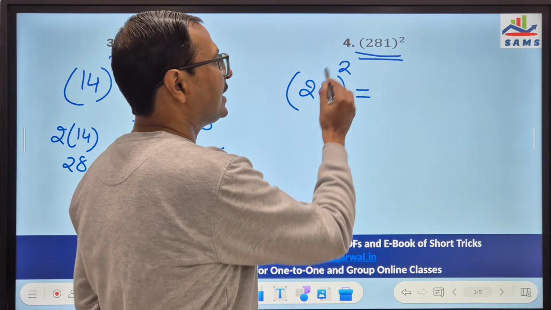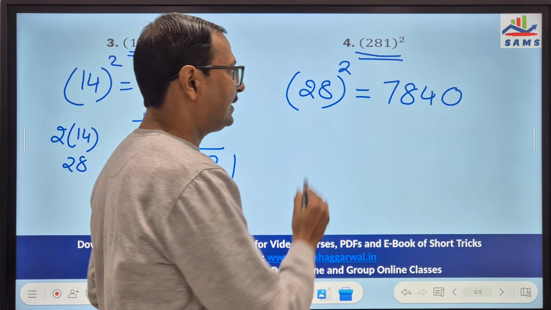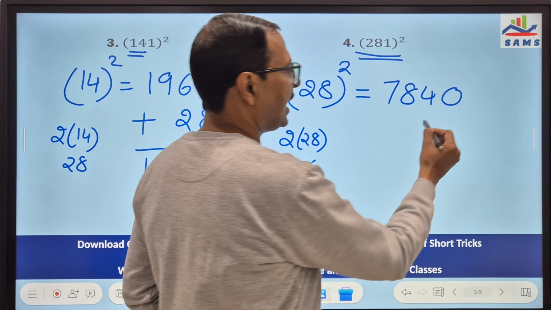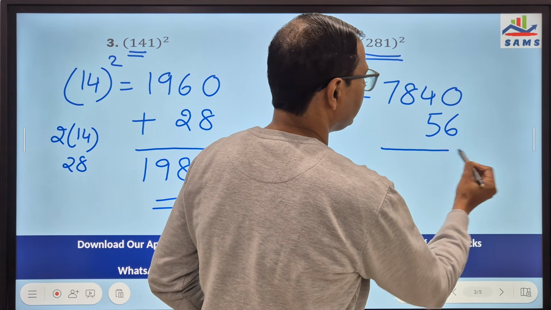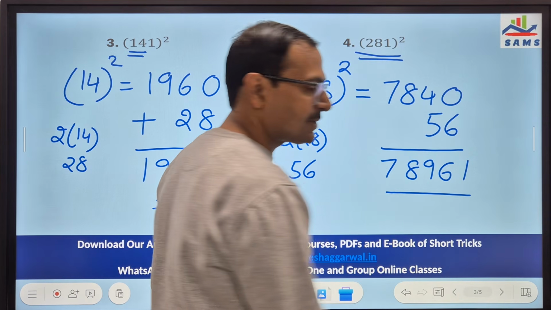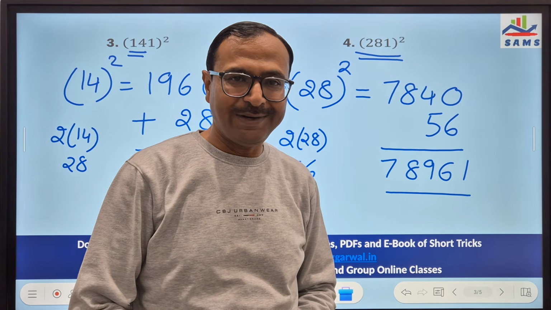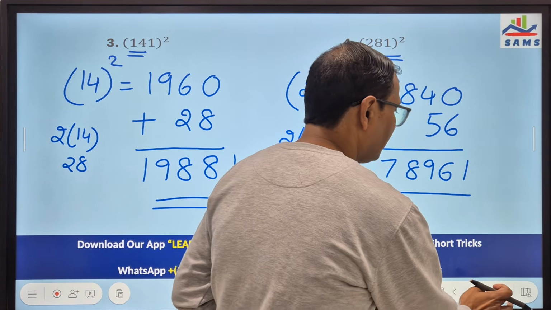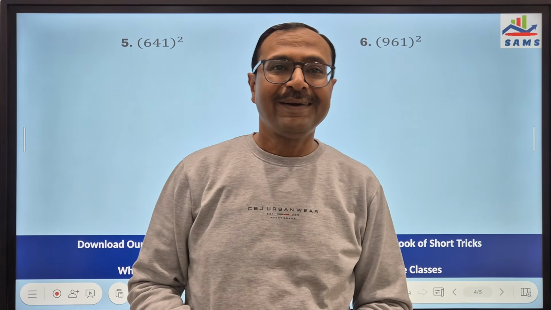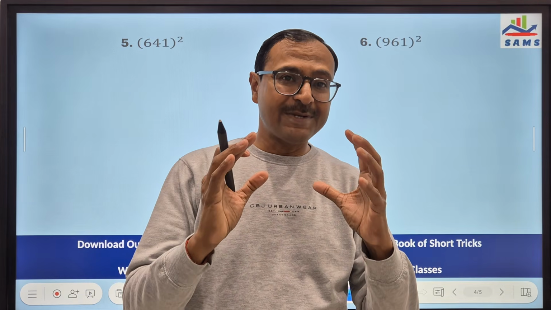So 28 square is 784 and you need to put a 0, and then double of 28 happens to be 56. So add 56 to the result, you get 7896, and put a 1, you get the answer. 78961 is the square of 281. Now comes the time where we will have numbers whose square is difficult to find, or we have to use other tricks to get the squares of 2-digit numbers.